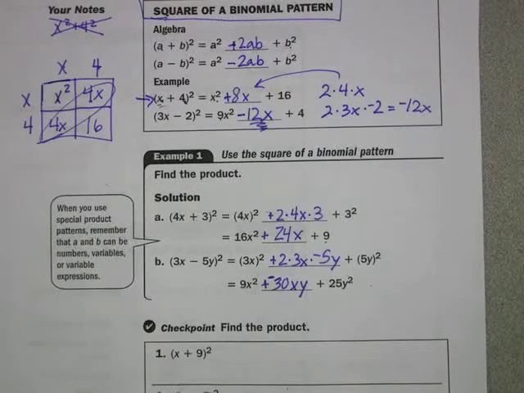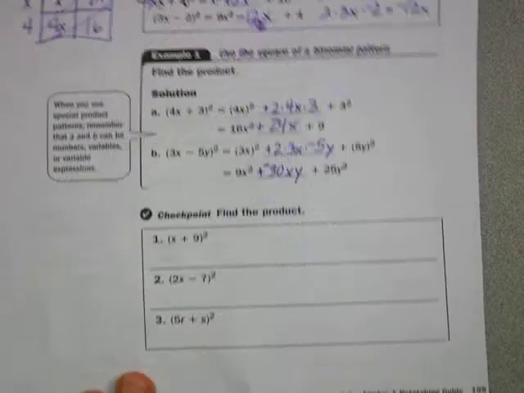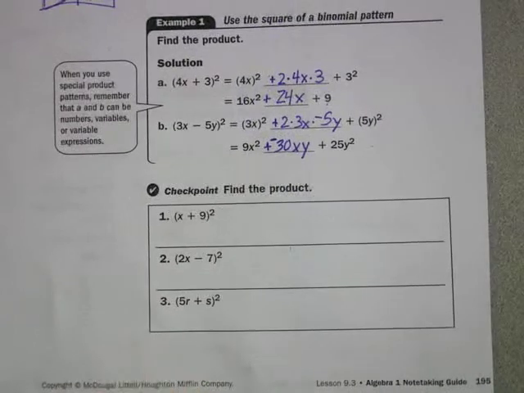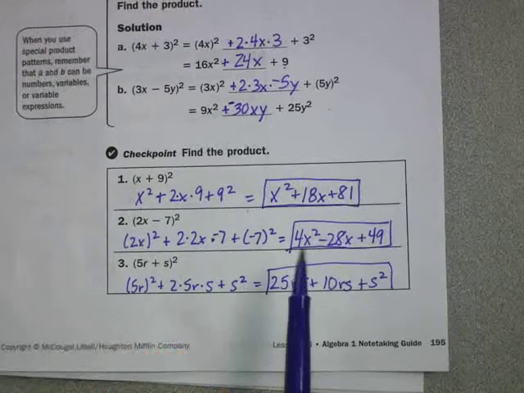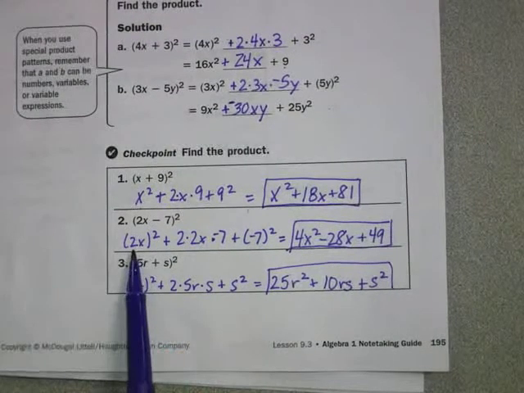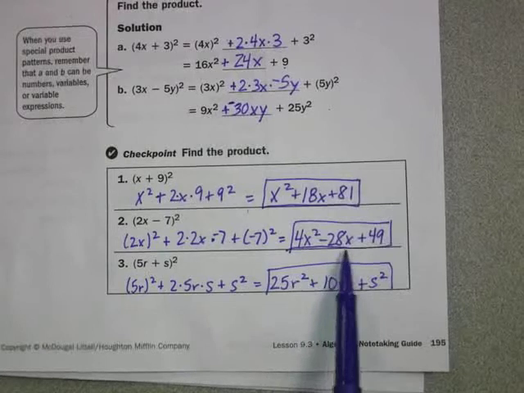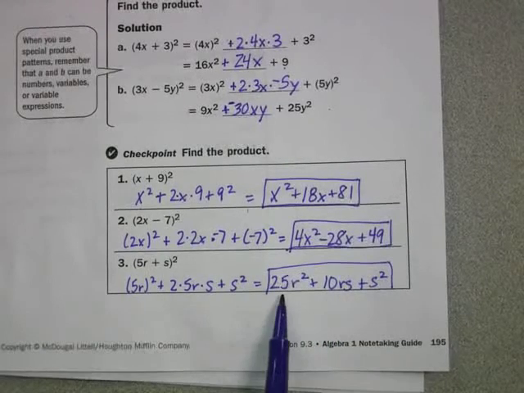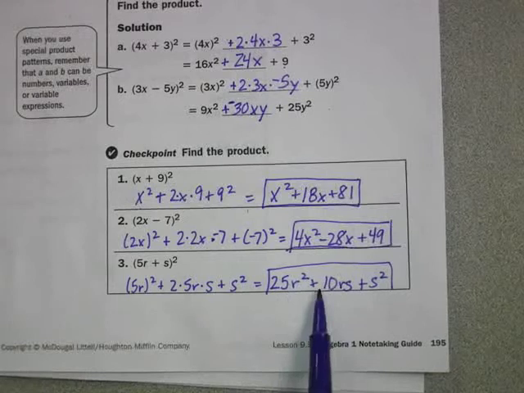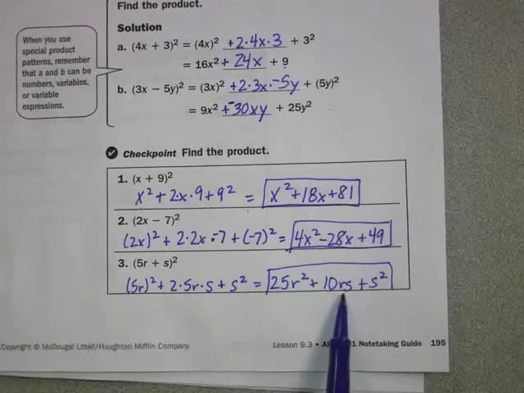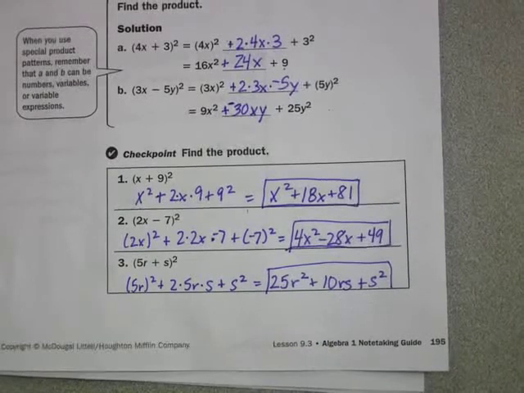All right, so pause the video, try the checkpoint down below, see if you got the shortcut. Okay, so here we go. Number 1 is x squared plus 18x plus 81. Number 2 is 4x squared. Make sure you did 2 times 2 there. Minus 28x plus 49. And again, make sure you did 5 times 5 is 25r squared plus 10rs, they go in alpha order, plus s squared. All right, let's look at the next page.